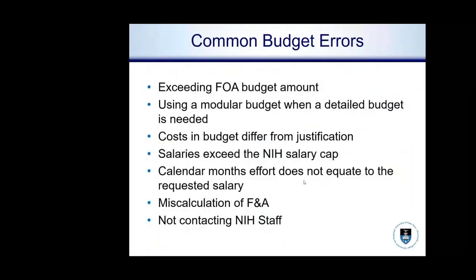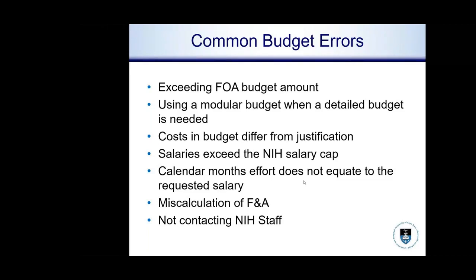So just a few common errors, just to cover those, so you're aware, is exceeding the budget amounts provided on the funding opportunity announcements. So it's just important to go back and see what's allowable within year 1, year 2, and year 3, and make sure you don't exceed that. Just to note again that this is a direct cost limit, so your indirect costs are requested over and above that direct cost limit.